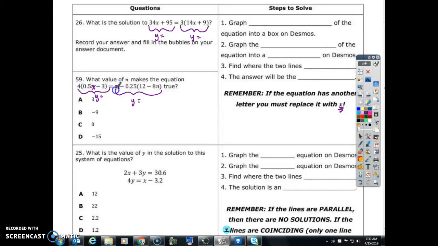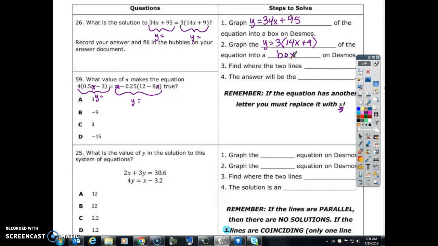X, X, X. Okay, so again, you graph the left side, which is y equals 34x plus 95 in one of the equation boxes. And you graph the other side, y equals 3 parentheses 14x plus 9 in the other box in Desmos.